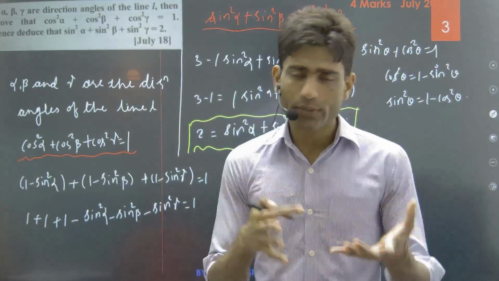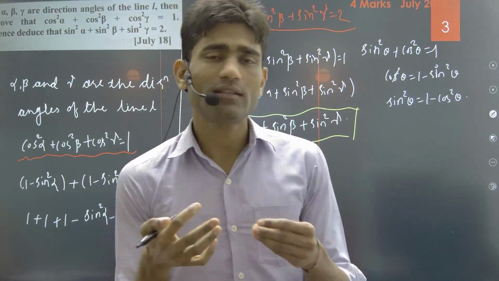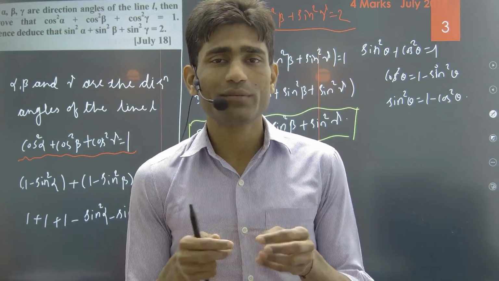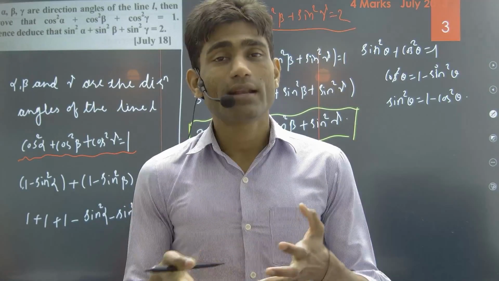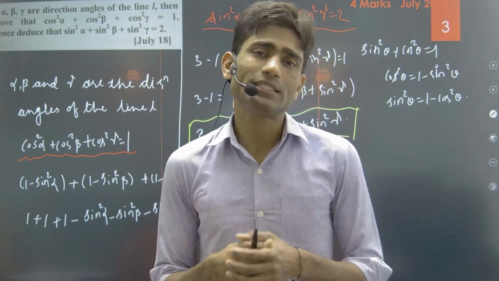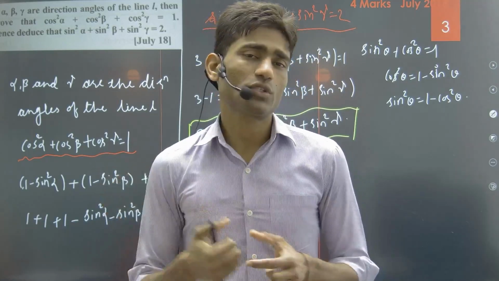At the beginning, what we have done is take cos square alpha plus cos square beta plus cos square gamma which is equal to 1, which is an important theorem. And within that result we made some adjustment using sin square theta plus cos square theta which is equal to 1.